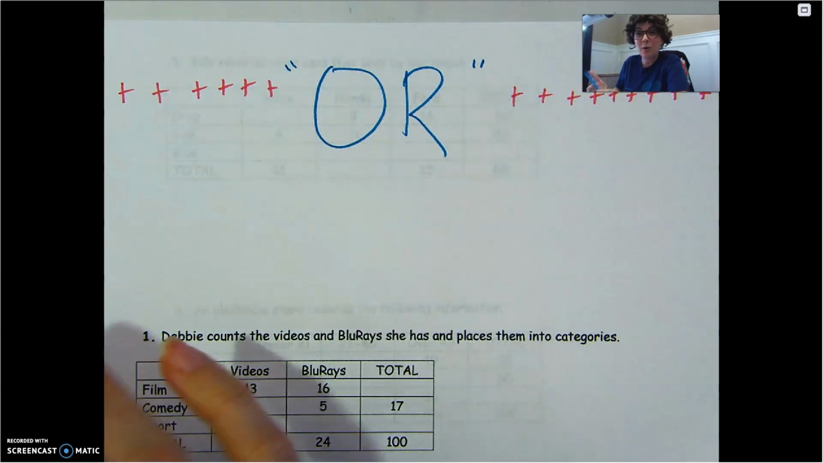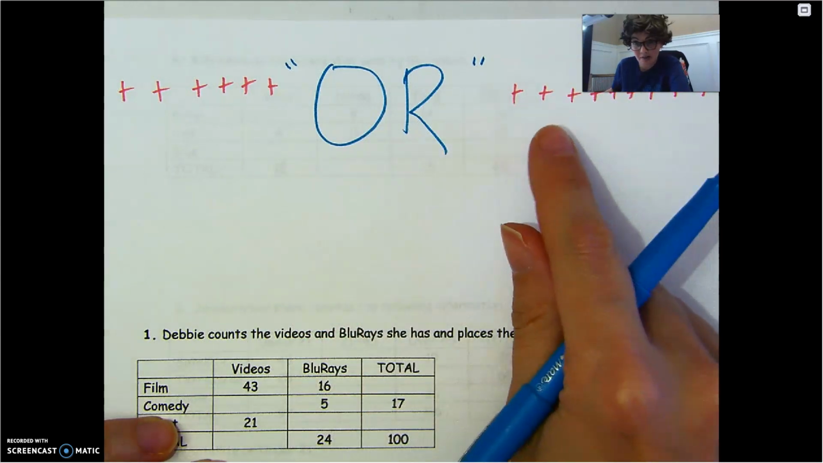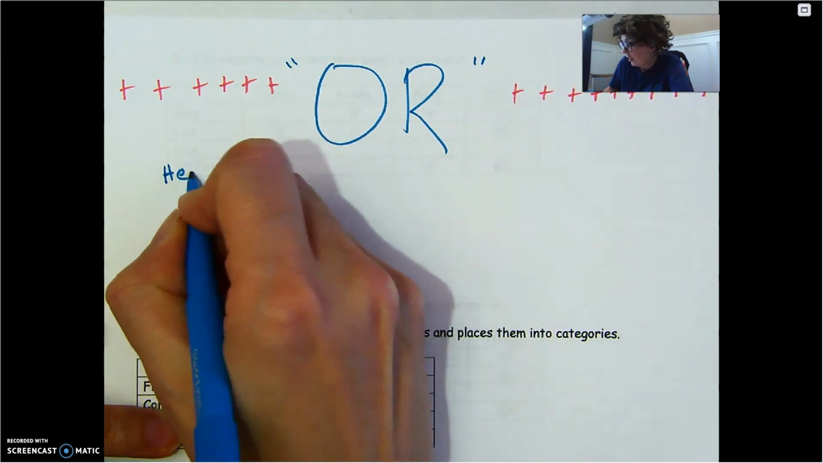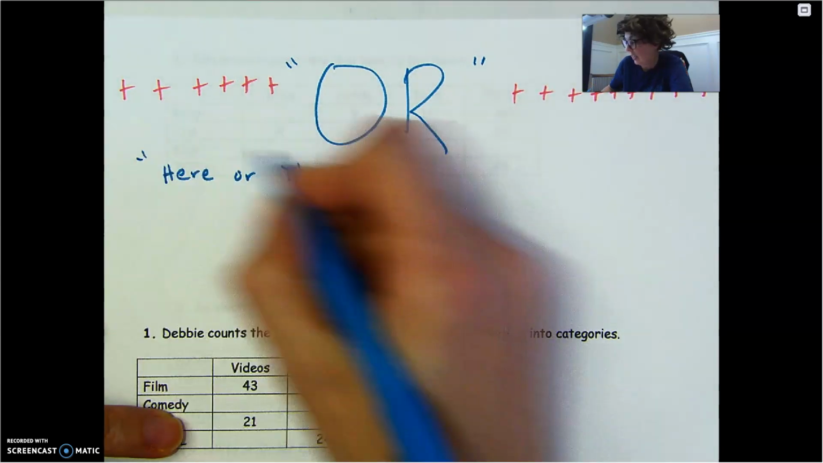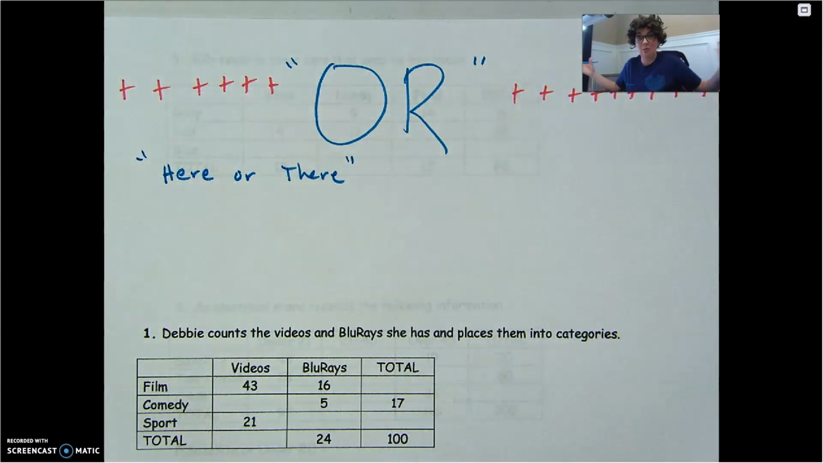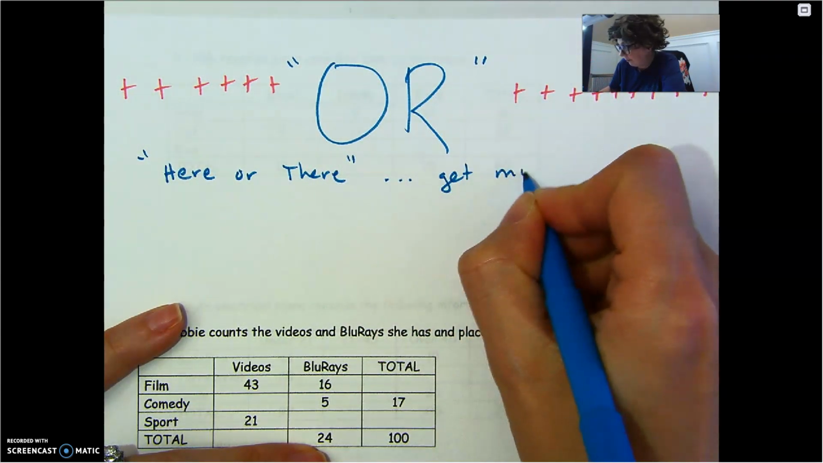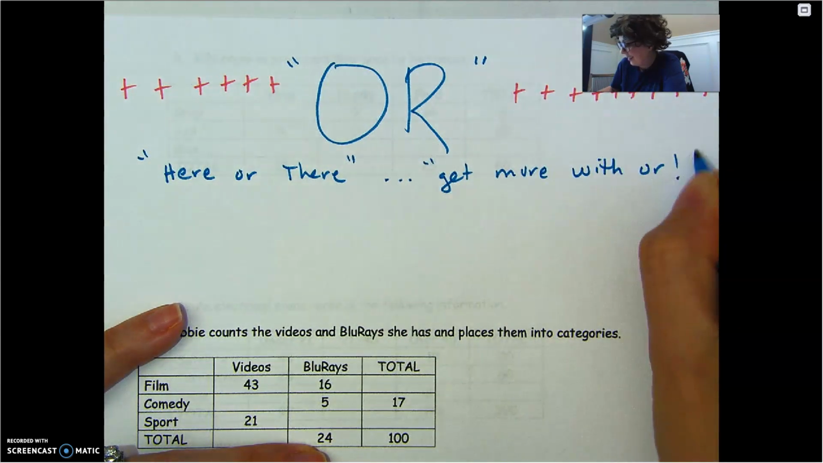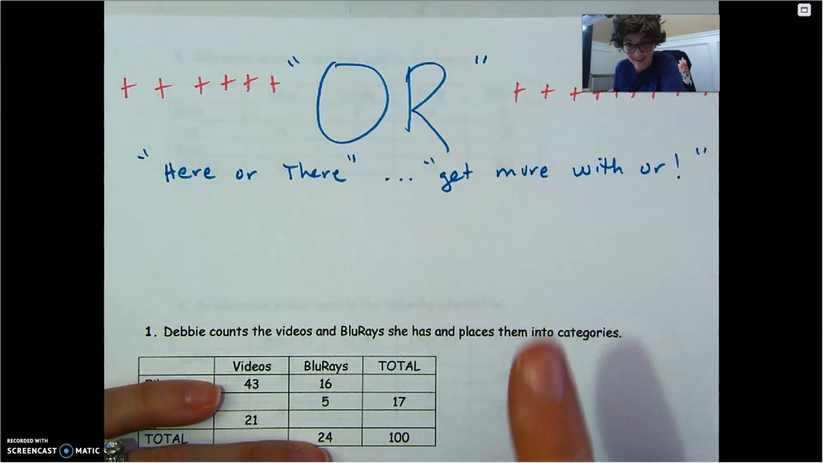That's a little different from what we'll see tomorrow. Tomorrow the word is going to be and, which does not add up probabilities. So think of it this way, here or there, right? If you can be here or there, that's quite a large space, right? You could also think of it this way, you get more with or. That's right, I'm full of rhymes. Get more with or. All right.